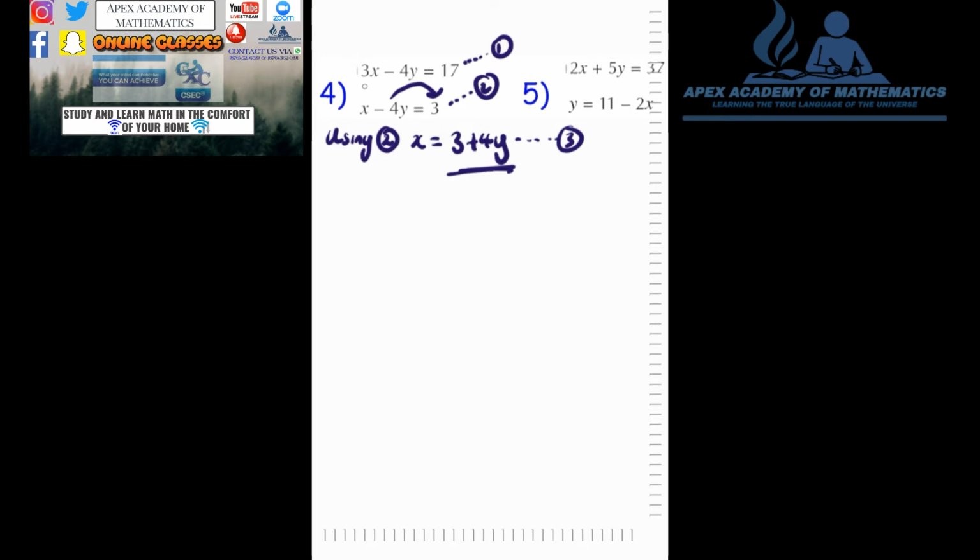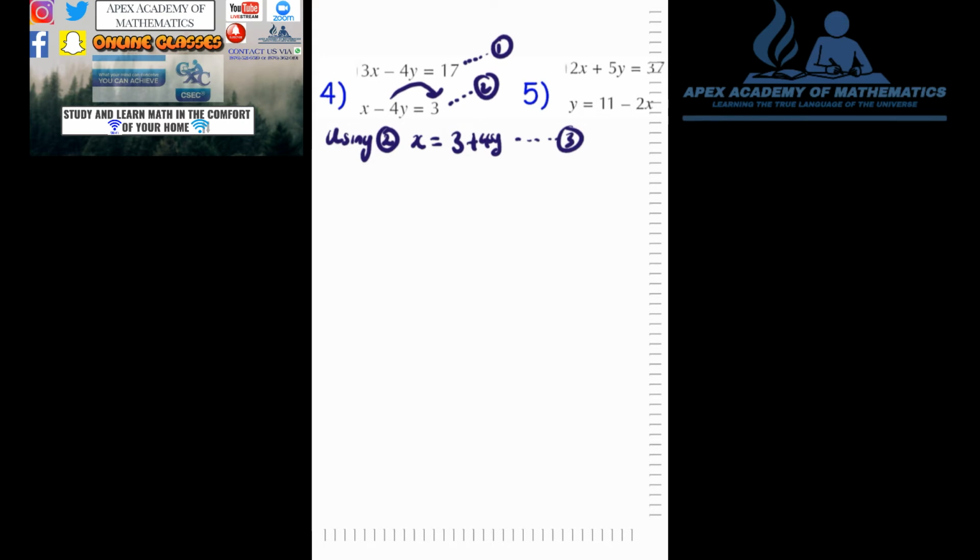So anywhere I see x, I'm going to put 3 plus 4y. I'm going to take this expression here and put it anywhere I see x, right here, right there. Okay, all right, so let's get to that work.